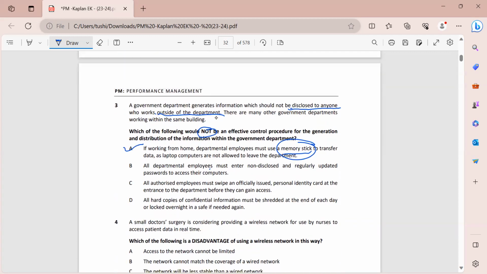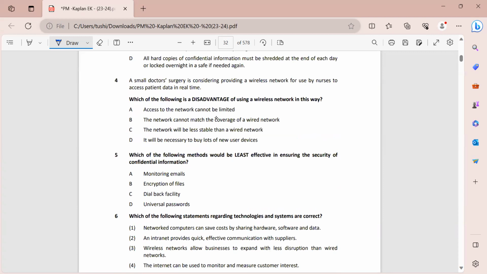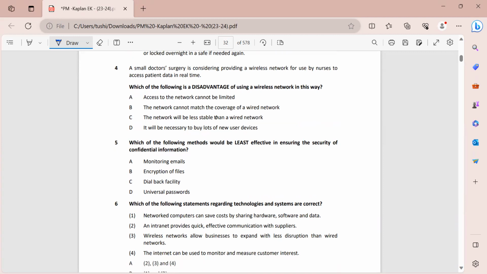Now moving on to the fourth question, a small doctor's surgery is considering providing a wireless network for use by nurses to access patient data in real time. Which of the following is a disadvantage of using a wireless network? Whenever you are using a wireless network, access to the network cannot be limited. This is not really a disadvantage because of the security procedures, and a wireless network will often allow you to cover larger distances also. So this is rather an advantage.